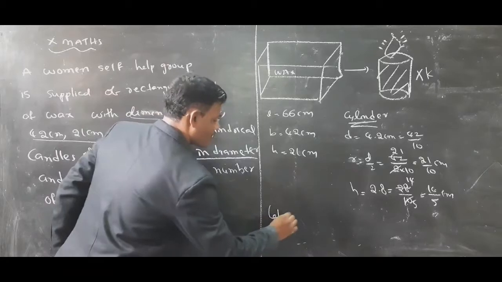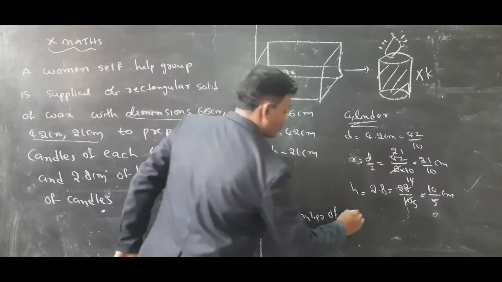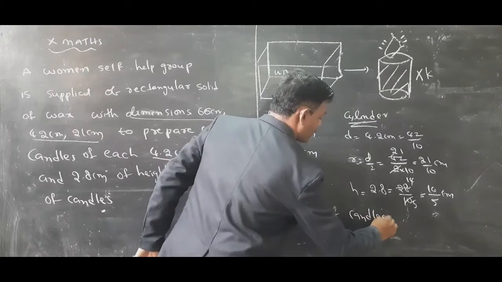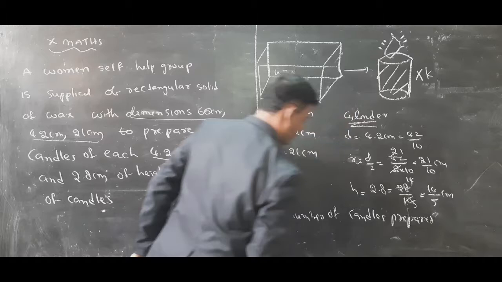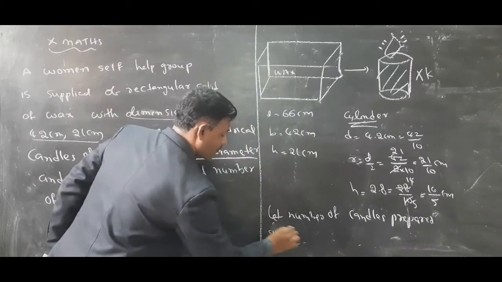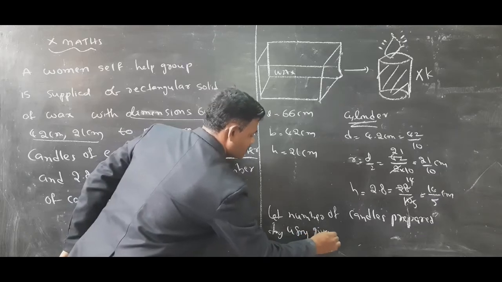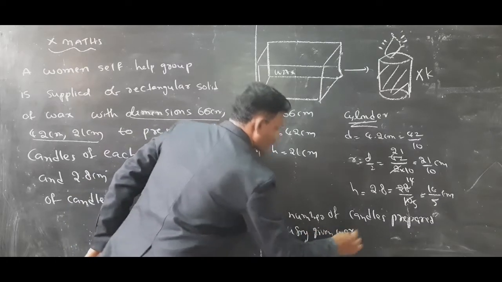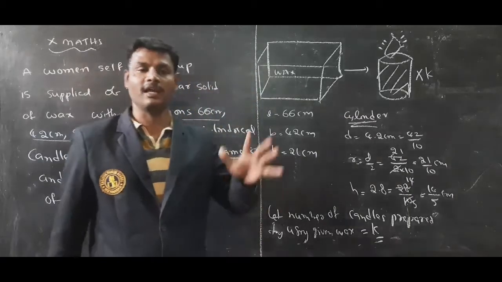Let the number of candles prepared by using the given bags be K. So I am taking the number of cylinders as K.